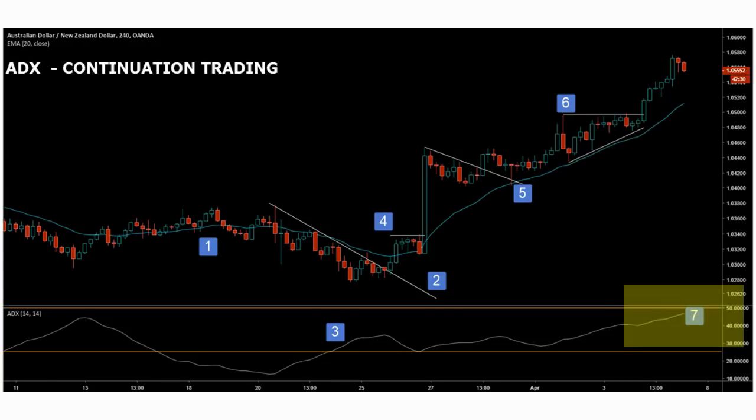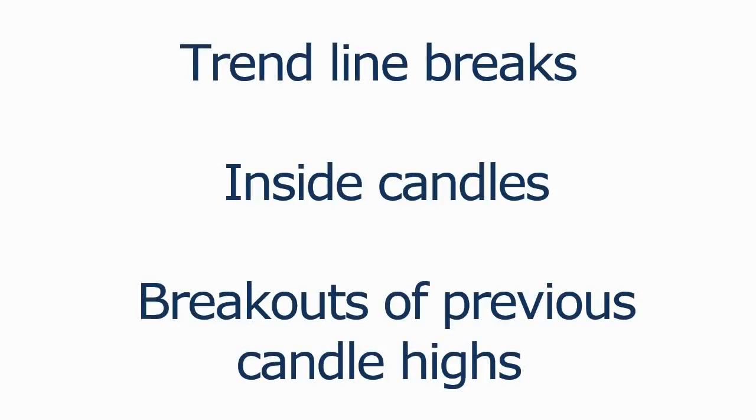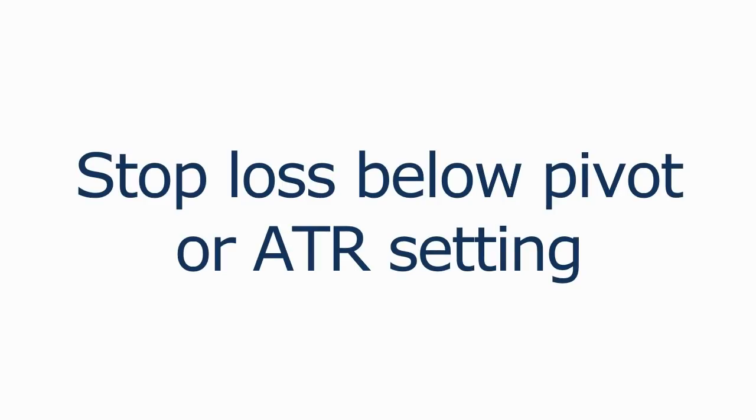Now here, the ADX is reaching 50, and traders should start to pay attention to managing the trades. There are many ways to handle buy signals in this case. Simple trendline breaks can be used, inside candle breaks, breakouts of previous candle highs. It doesn't matter. You just got to choose one and be disciplined in using it. The stop loss, we would handle that the same way we would with any pullback trade. We can use the ATR or below pivots with a little bit of wiggle room.